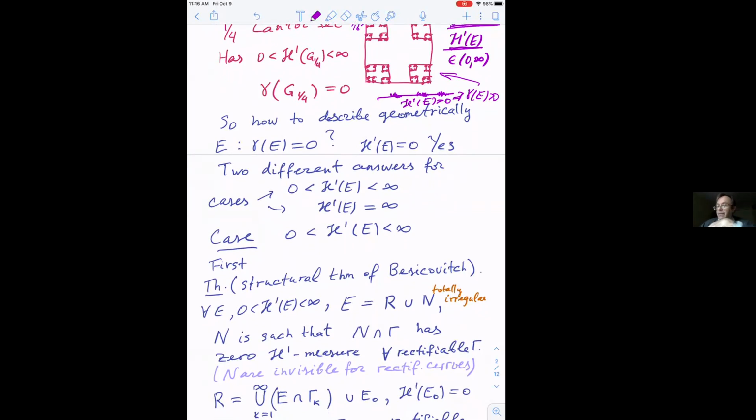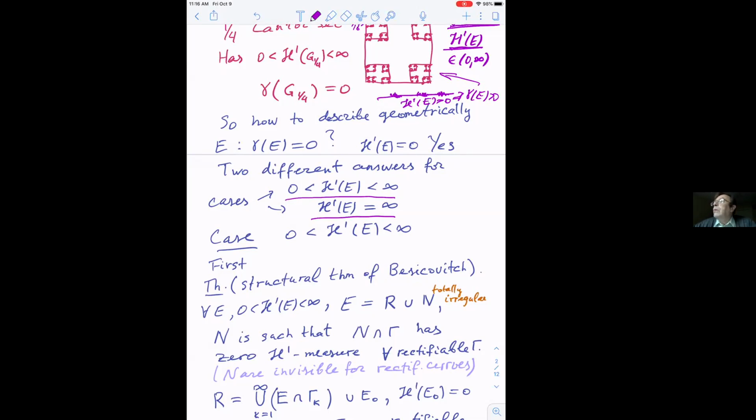So the 2 different cases are the following. The first case is when we a priori know that the length is positive and finite. Well, when the length is 0, we don't need to do anything because already Painlevé noticed that then analytic capacity is 0. So we need positive and finite. And the second case is when the length is infinite.